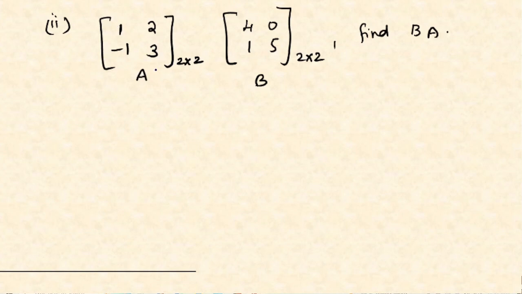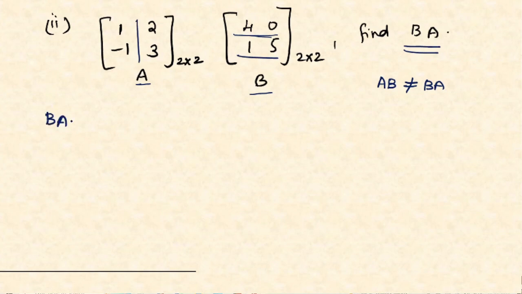Now listen. A matrix is this, B matrix is this. I told you to find BA, and I also told you that the commutative law is not possible here. That is, AB is not equal to BA. So BA means first you have to consider B, that is, B you take as the rows and A you take as the columns. If you find it difficult, then write like this: BA is equal to 4 1 0 5 into 1 minus 1 2 3. If you find it difficult, write like this.